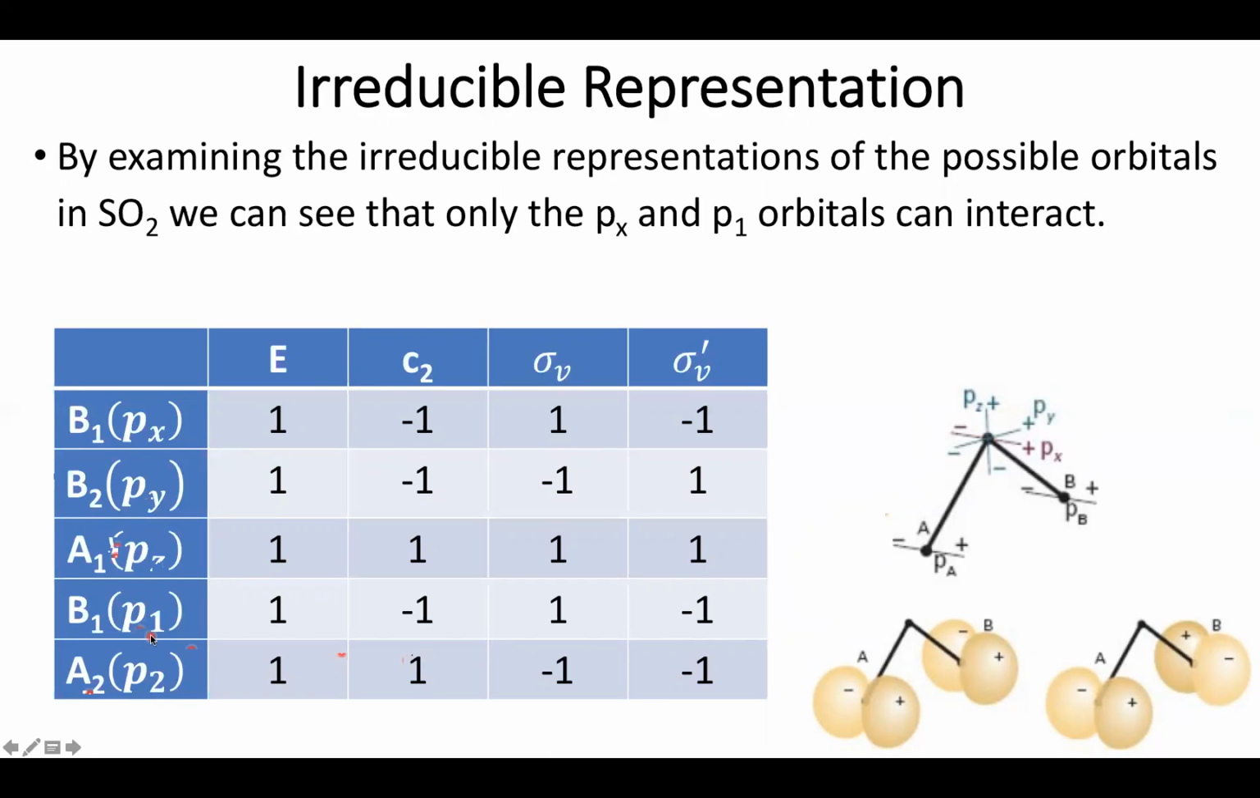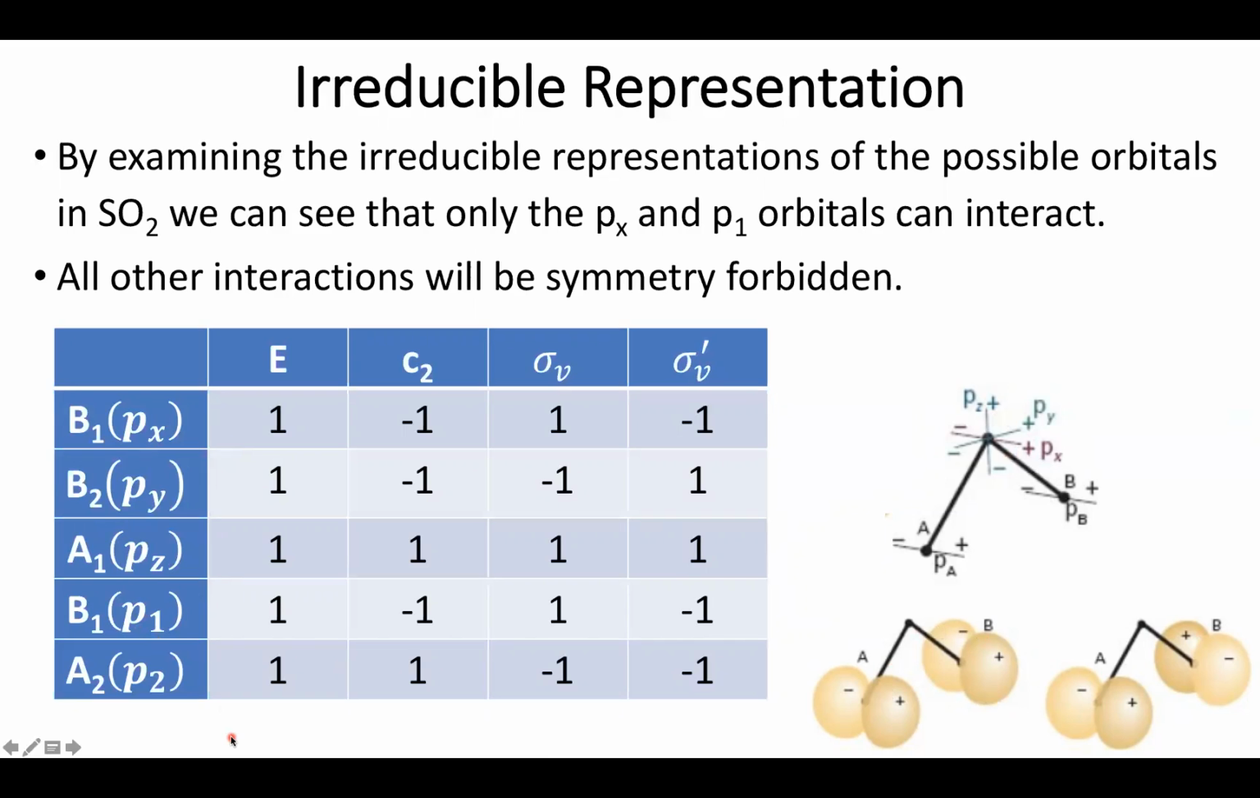But my P1 and my Px orbital will indeed share a symmetry. And again, this is because they can form a pi bond. So just by looking at the symmetry of all of the orbitals, I can identify potential pi bond formation in between the Px and the P1 orbitals. All of my other interactions will be symmetry forbidden.